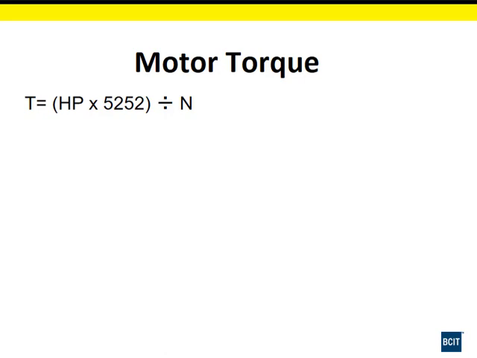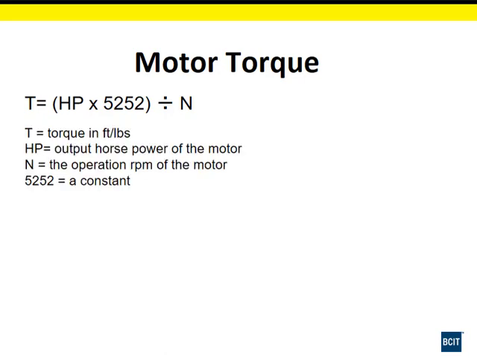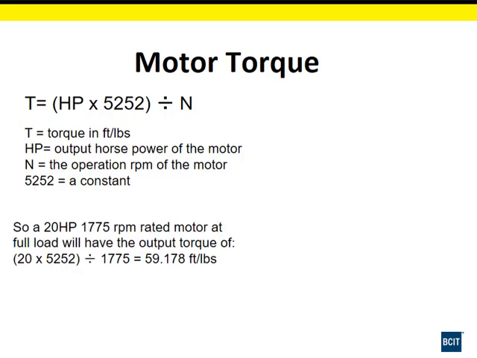Okay, it's good to remember this. So when we have our horsepower, multiplied by 52, divided by the RPM of the motor. Our torque is going to be in foot-pounds, horsepower is going to be the output horsepower of the motor, and it's going to be the operational RPM of the motor. And then again, 52 is just a constant.